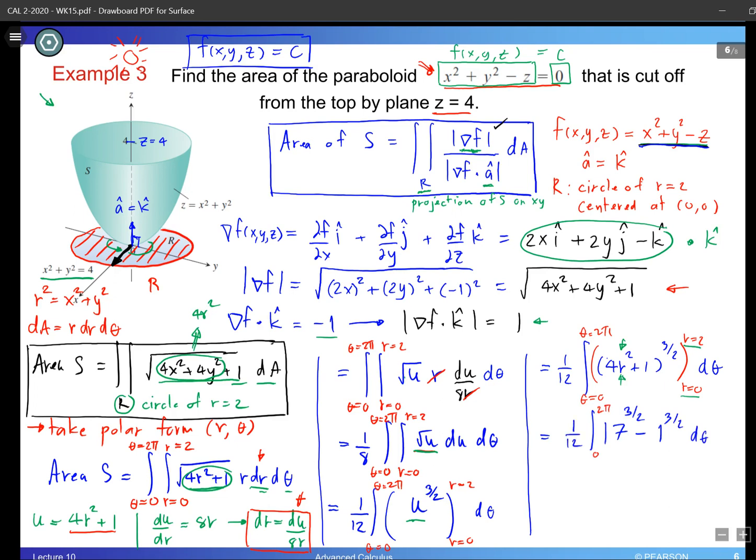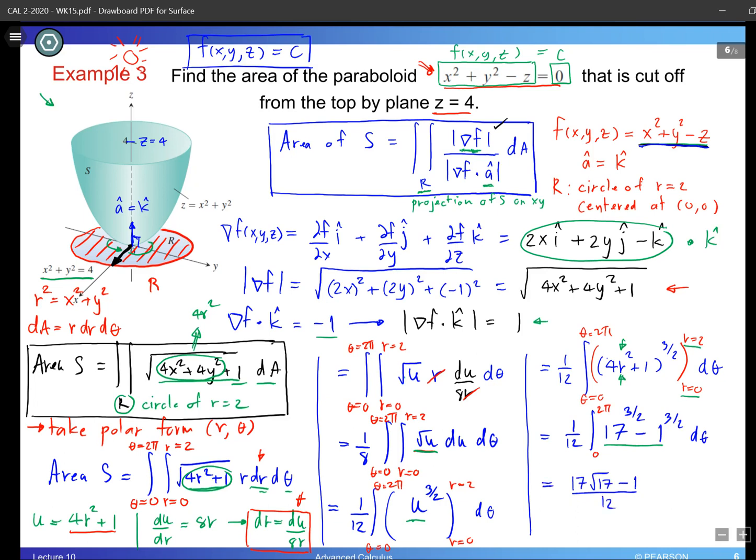Now, as you can see here, these terms inside, let me fix this one, a little bit too big, 17. So these two terms inside, they are constants. So why don't we take them out to keep the calculation simple? So this is going to go out to the outside of the integral. So it becomes these terms: 17 to the power of 3 over 2, this is equal to 17 square root of 17, minus 1, divided by 12.